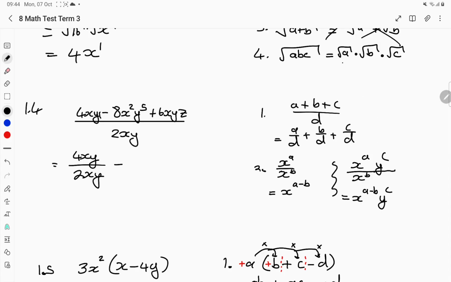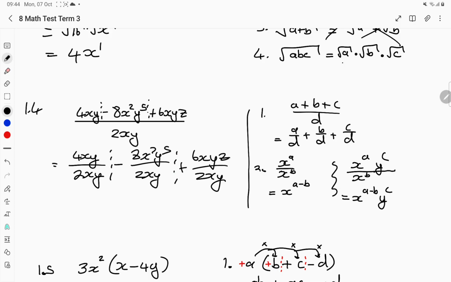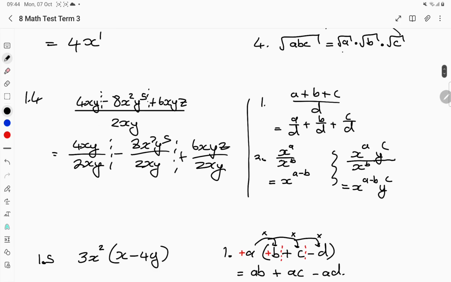Right, so I'm just applying this rule over here. We have that first term over that 2xy, and then we have the second term, minus 8x squared y to the 5 over 2xy, plus that 6xyz over 2xy. So now we have again 3 terms. Remember, in algebra, separating our terms is extremely important. It's a fundamental thing. You must always do it. So let's just look at this first term over here.